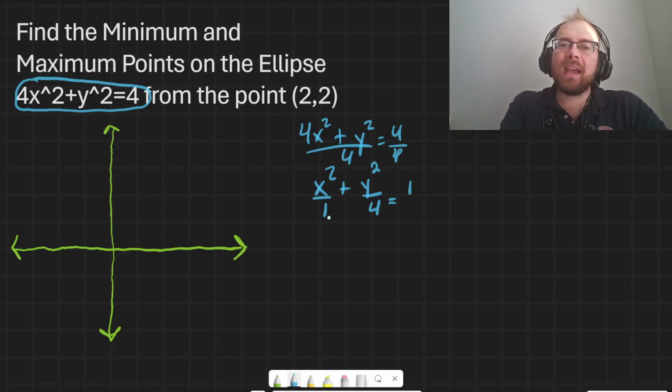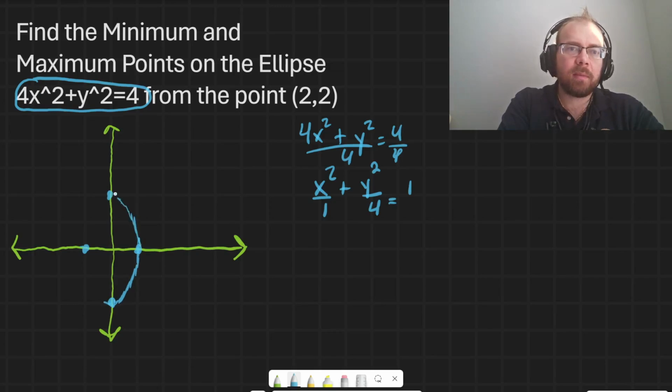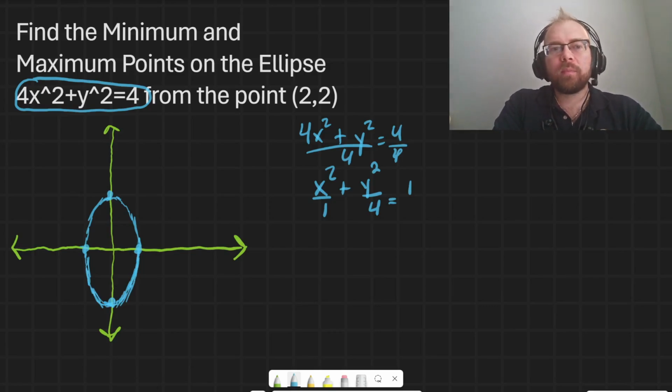So that means that the x radius is the square root of 1, which is 1, so here and here. And then the y radius is 2, as in the square root of 4. So 1, 2, 1, 2. Here are the four corners, so to speak, of the ellipse, and I'll try to sketch it out here. It's going to come up here, turn around, and then come back over here. So it's kind of like a little football, a little goose egg, whatever you want to call it.